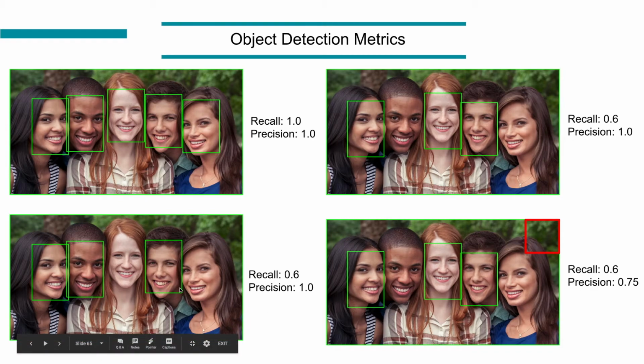And here, our model again detected 3 faces. Even if it detects different faces, it's still the same, 0.6 recall. That means 3 over 5. And here we have detected 3 of 5 faces, and we have also 1 misdetection, which affects the precision. That is 0.75.